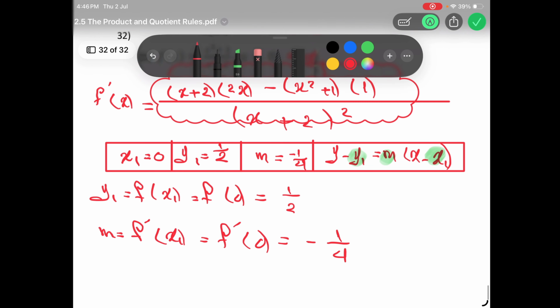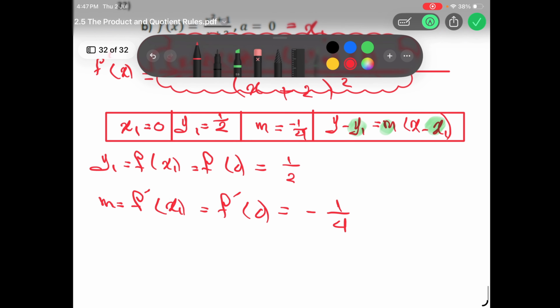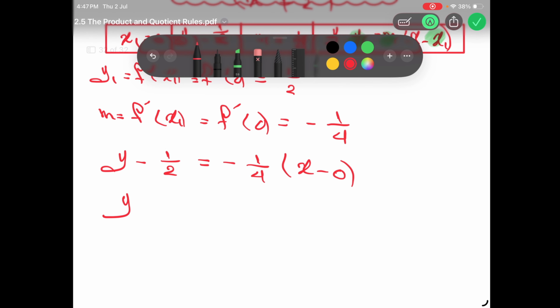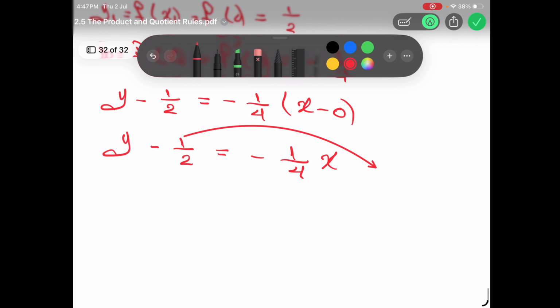So we know the slope, minus 1/4. I will replace them in this equation, then I will write it in what we call slope intercept form. So y minus y1, which is a half, equals the slope minus 1/4 times x minus x1, which is 0. I will make y alone step by step. y minus 1/2 equals minus 1/4 x. I will move this to the other side. If we do move this to the other side, then y will be minus 1/4 x plus 1/2.